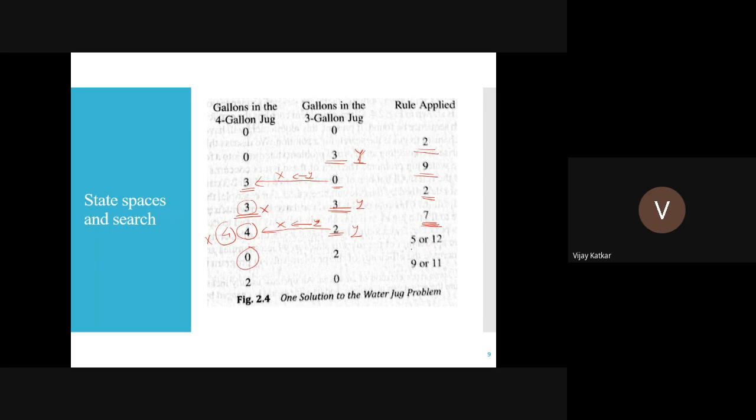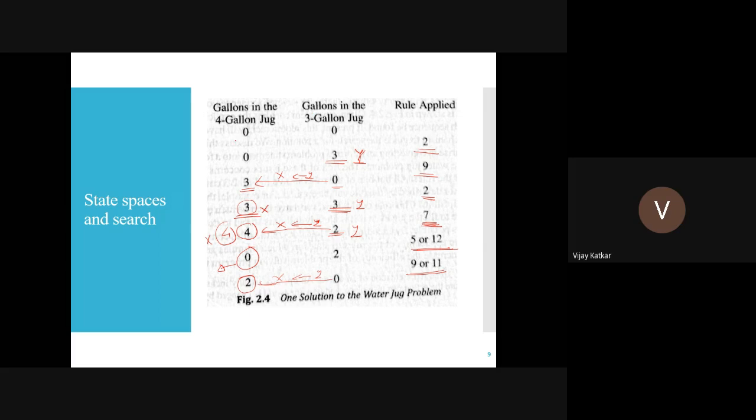Using rule 5 or 12, these two rules say that I can completely empty jug X. So I can pour it out and make it 0. And then rule 9 or 11 says I can transfer the water from jug Y to jug X. And now how much water will be there in jug X? 2 liters. So this is the acceptable solution.